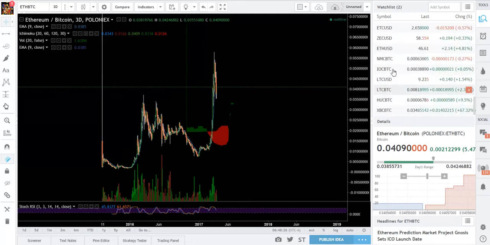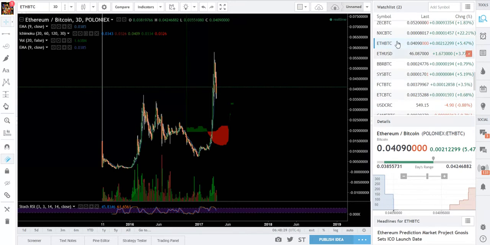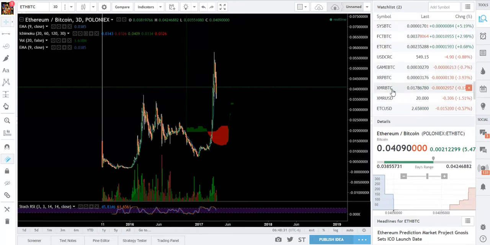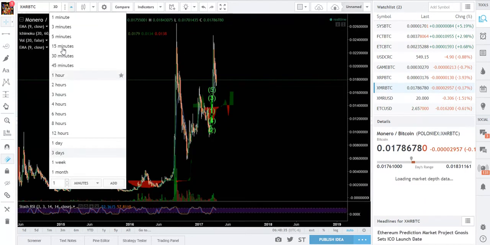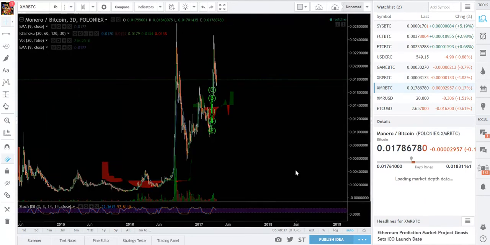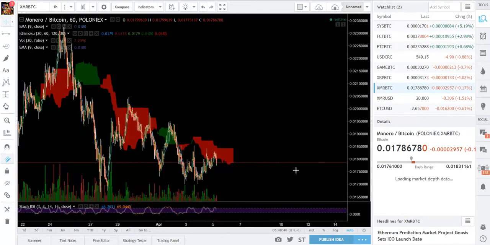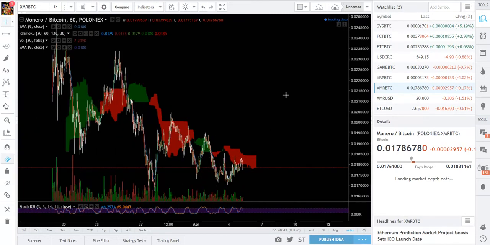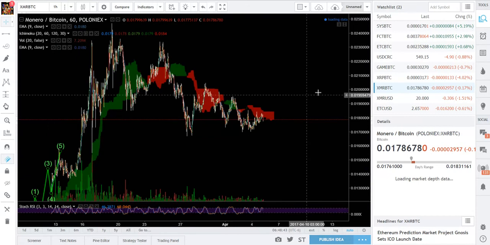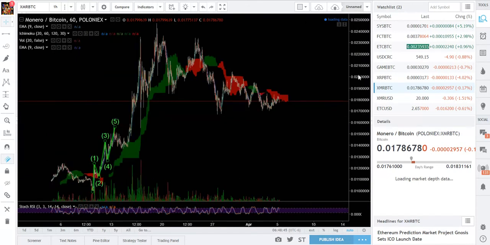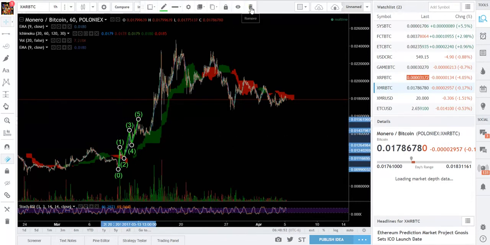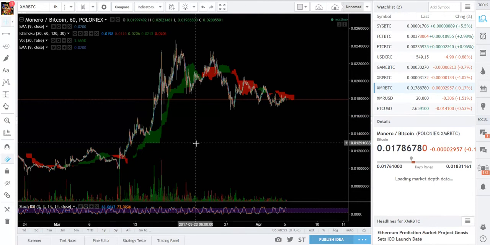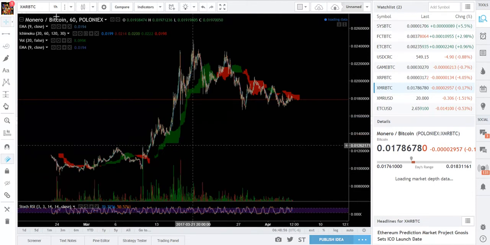For instance, let's use XMR, which is a really beautiful example here of wave within wave theory. Okay, let's look at it on the hourly. Now we have here a large market move that was made, okay? And we can plot this out.